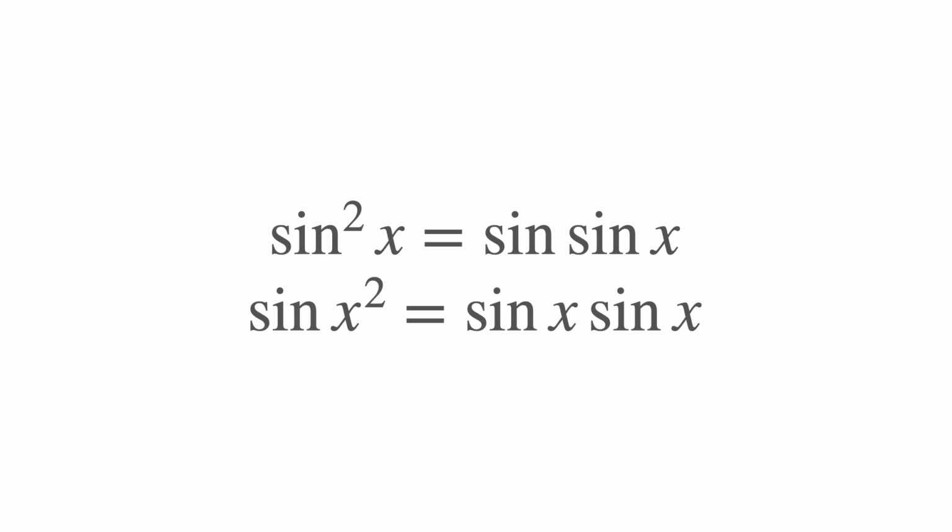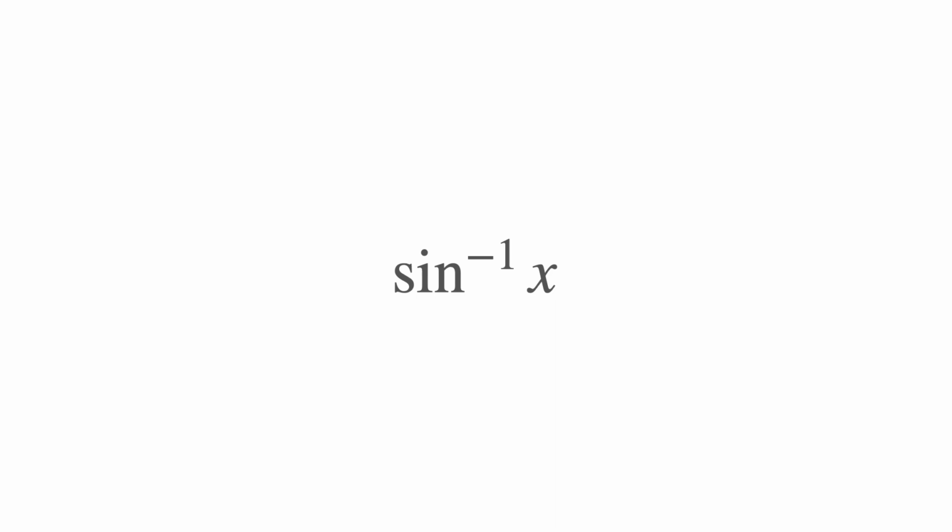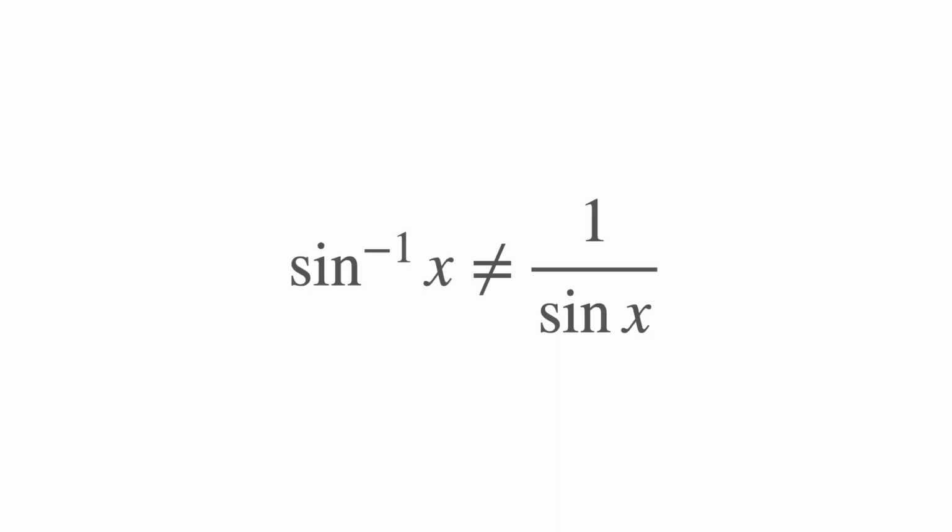This is what it ought to be, okay? This is what it should be. And you may say, this is just common notation. Everybody does it. Well then, look at this. If it's not 2 anymore, if it's a -1, then surely following your logic, it should be 1 over sine x, right? No, it's not.